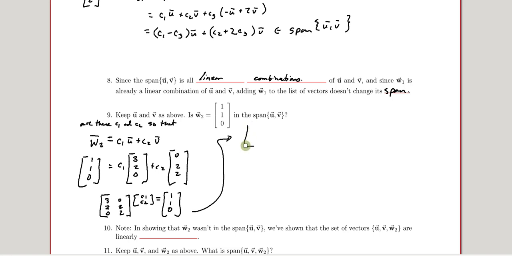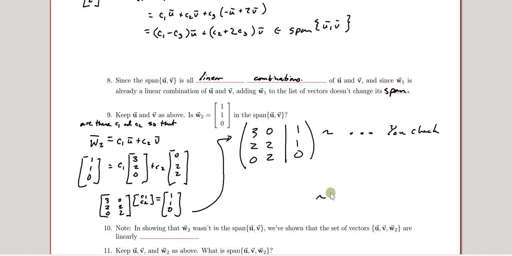So we'd have, make that a little bit bigger, 3, 2, 0, 0, 2, 2, and we'll adjoin it with 1, 1, 0, and we will perform the row reduction. So I'm going to let you do this. So you check this. But when you get done performing the row reduction, what we end up with is 1, 0, 1/3, 0, 1, 1/6, 0, 0, minus 1/3.